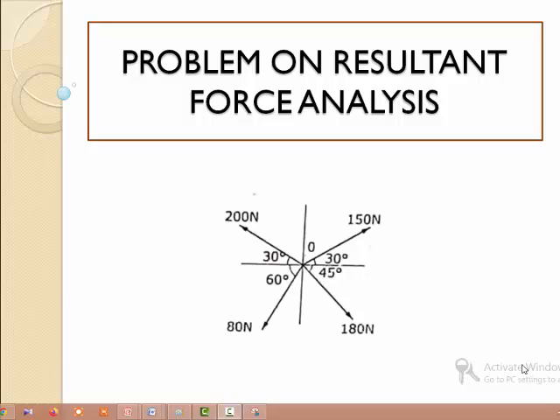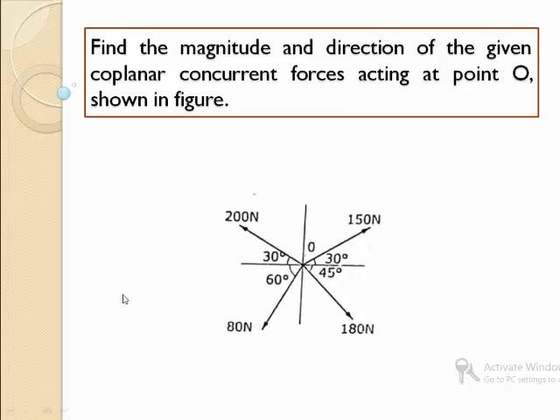How to find out the resultant of a concurrent force system? Let us discuss with this problem. So this is the problem statement. Find the magnitude and direction of the given coplanar concurrent forces acting at point O shown in the figure.